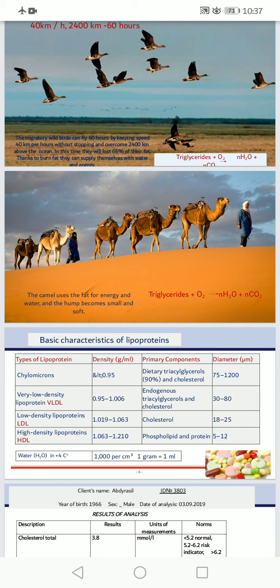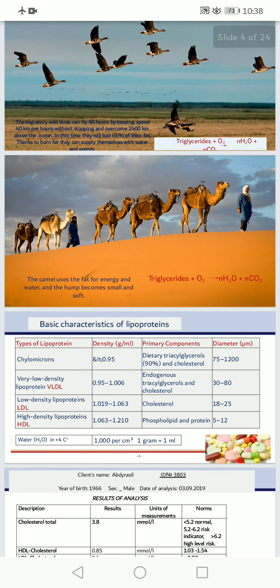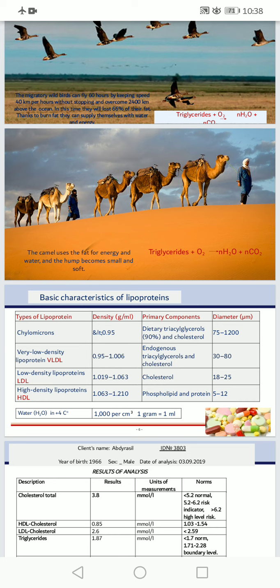Next, very low density lipoprotein, VLDL, density is 0.95 to 1.006. Third is LDL or low density lipoprotein, and its density is 1.019 to 1.063. Fourth is high density lipoprotein or HDL, and its density is 1.063 to 1.210. Okay, the primary components of chylomicrons are dietary triglycerides 90% and cholesterol. You can see in the table the diameter is 75 to 1200 micrometer.